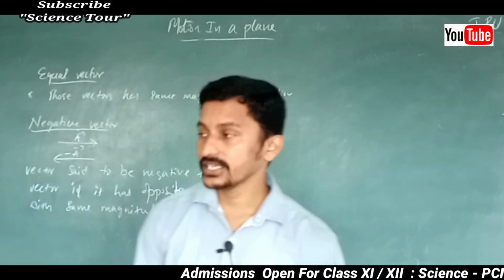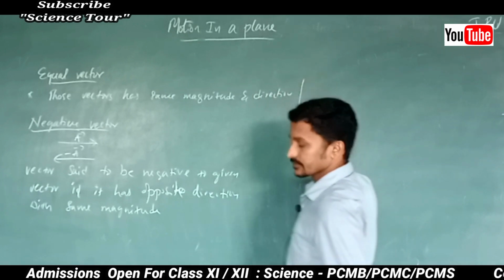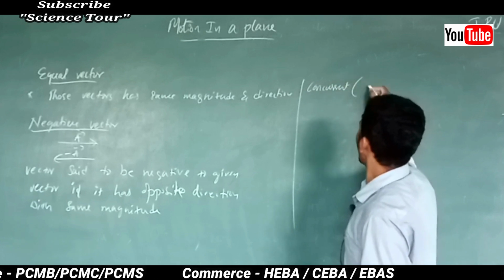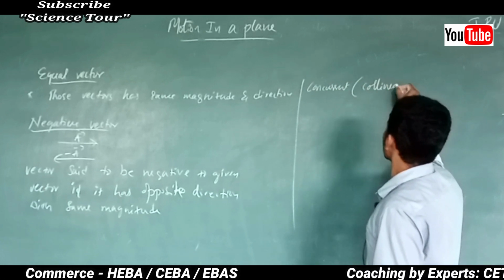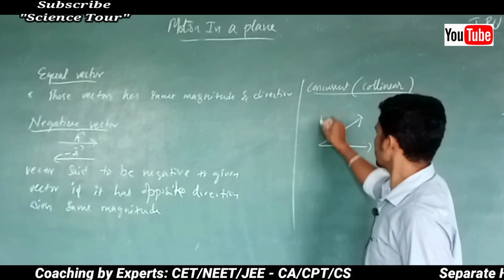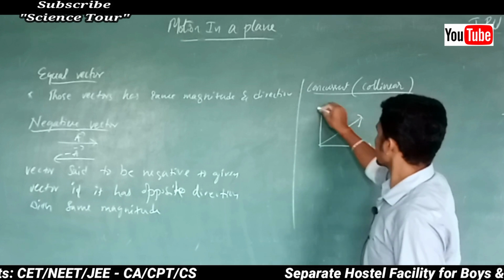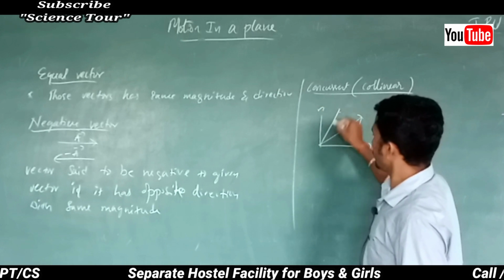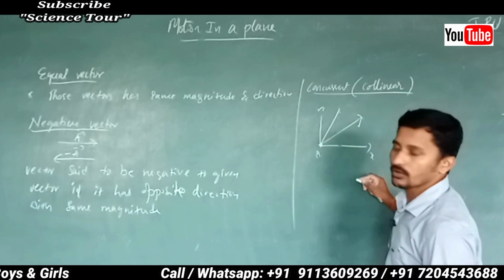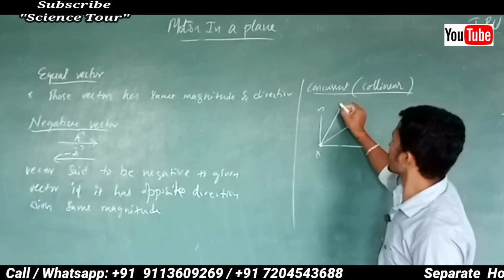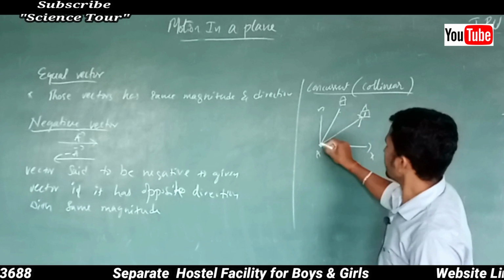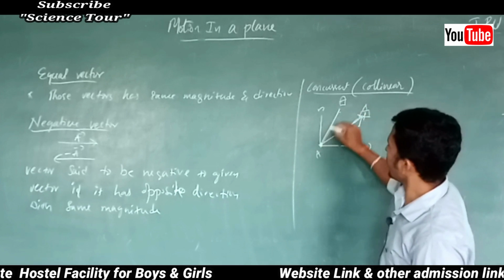Okay, so concurrent or collinear vectors. Now say for example it is x, y. You and your friend came to meet in a restaurant. Your friend's home is here, your home is here. Now what will you do? You will drive to your home, and your friend will drive to his home.